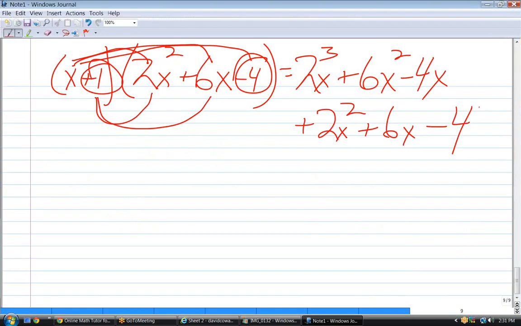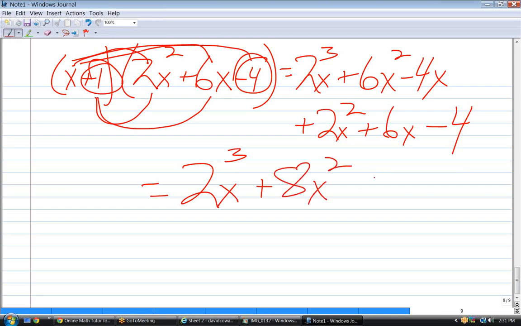Now we can combine all of those. What do we have as a net answer? We have 2x to the third plus 8x to the second. Then we'd have 2x plus 2x. And then minus 4.